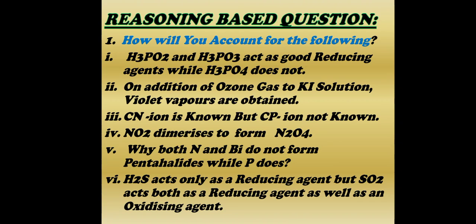H2S acts as a reducing agent, but SO2 acts as both reducing as well as oxidizing. Find out the oxidation state of sulfur in both cases and you can solve it easily. In the case of H2S, it is -2, and in the case of SO2, it is +4. So beyond -2 it cannot go, but +4 can be converted into +6 as well as +2.